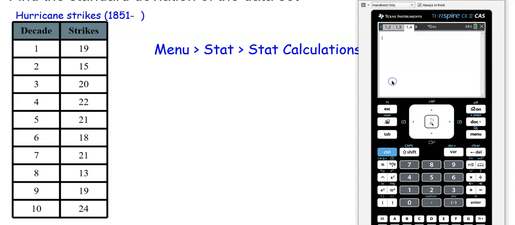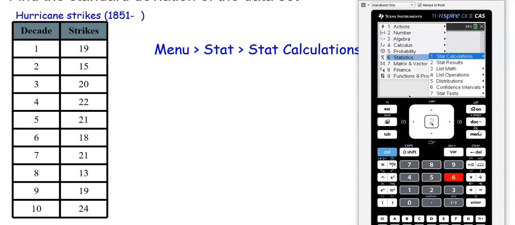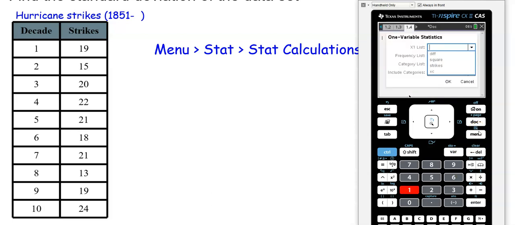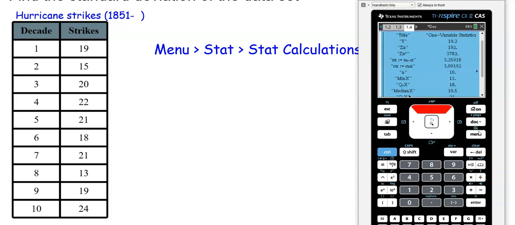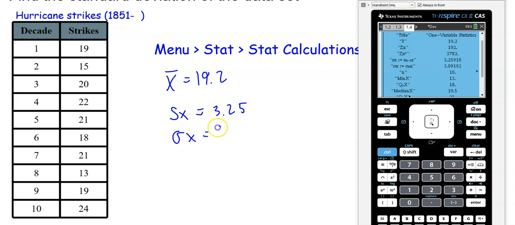Hit the home key, go to a calculator page. Let's do one variable stats, and use 6, 1, 1. Right click, choose strikes. And it does all the work for us. It says that the mean, if you wanted to know it, is 19.2. I don't really need to know that. I think we were trying to find the standard deviation. There's 2 different standard deviations. So sample standard deviation is 3.25, and population standard deviation is 3.09. So just slightly different numbers.